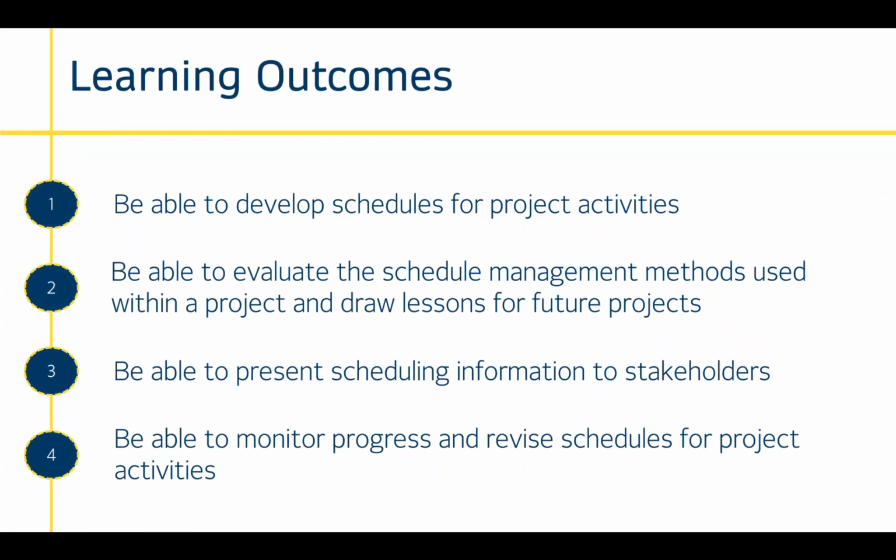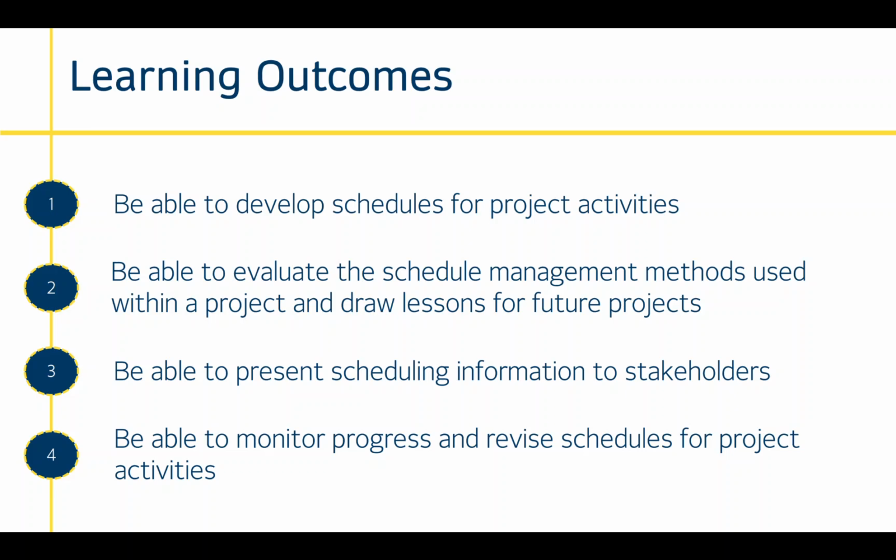This unit has 4 learning outcomes. The first is being able to develop schedules for project activities. This relates specifically to the planning stage, so planning out schedules and putting together a project schedule plan. The second outcome for this unit is being able to evaluate the schedule management methods used within a project and draw lessons for future projects. So that's a reflective piece on the techniques which have been used to develop the schedule plan.